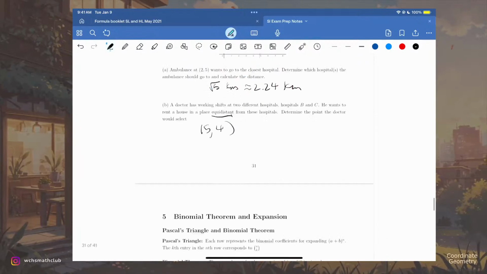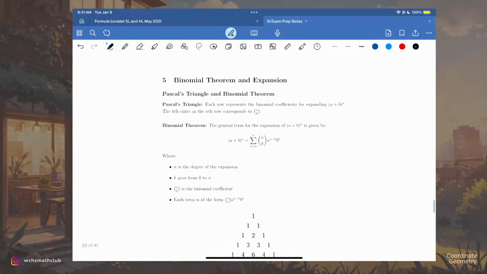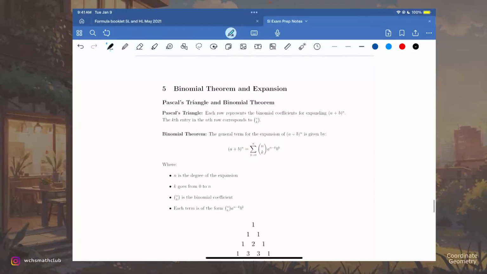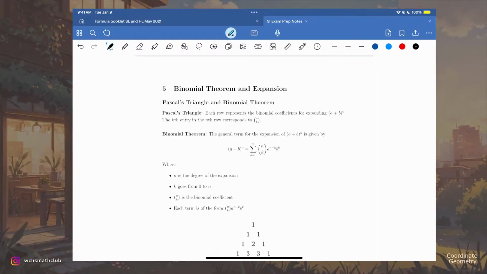Okay, hello. So we're going to move on to the next section, which is binomial theorem and expansion. For all of us at Western, when we took Math 30, this is probably just a review.